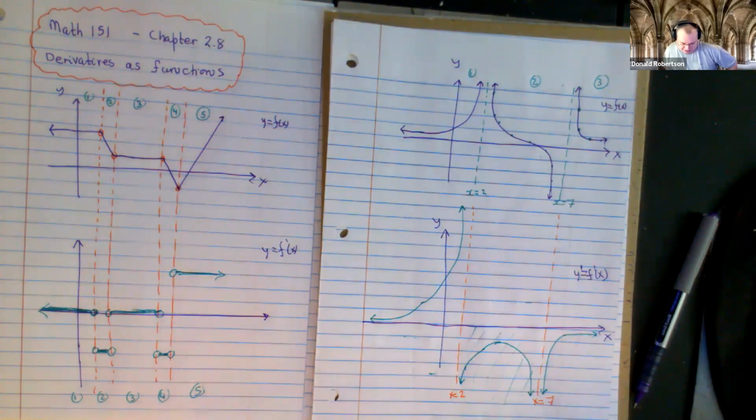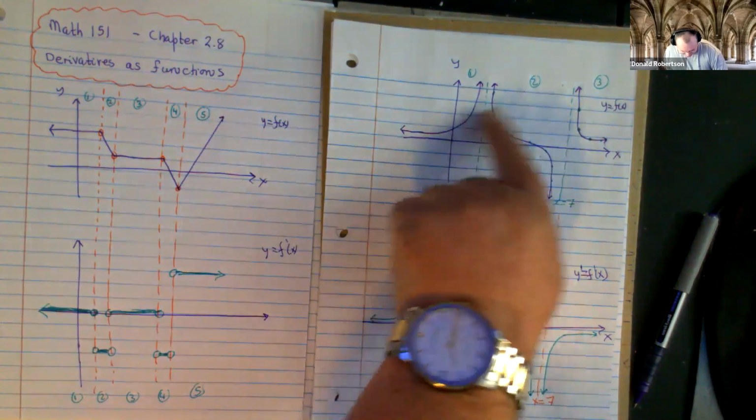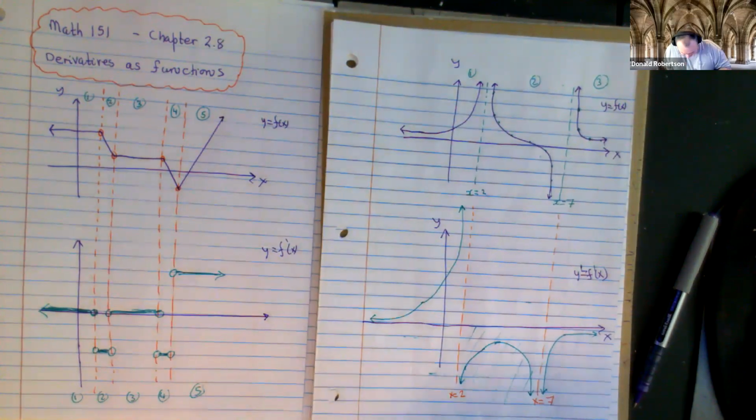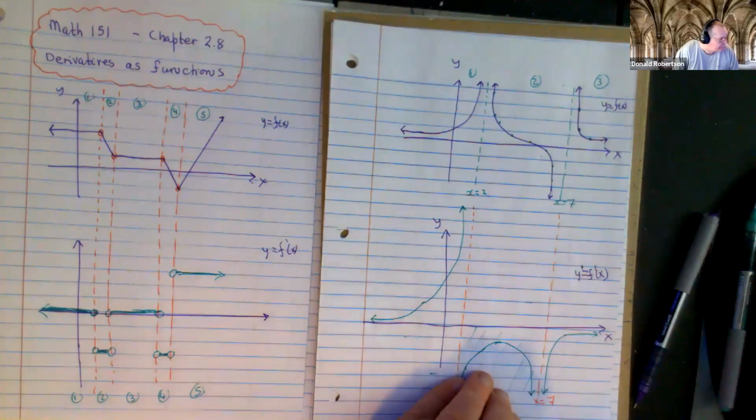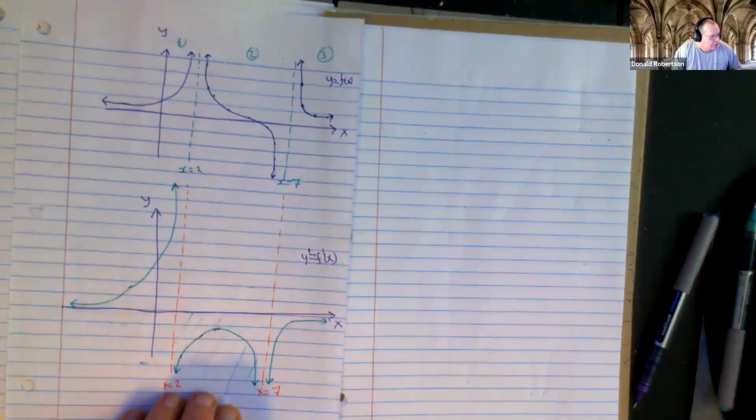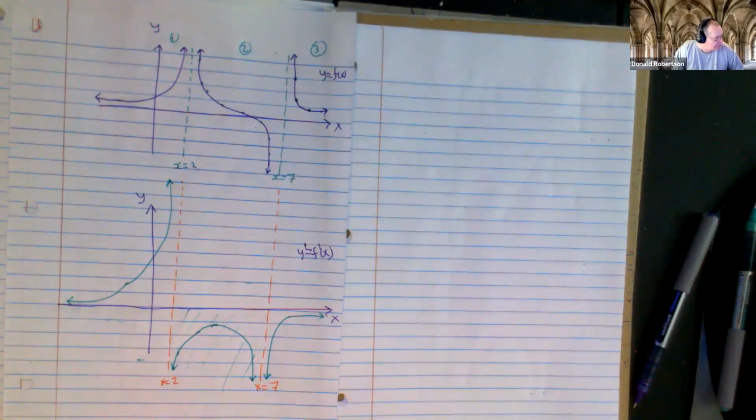So doing the sketch of a function that has vertical asymptotes, doing a sketch of its derivative, is a little bit more complicated than most. Any questions so far? Are we good?